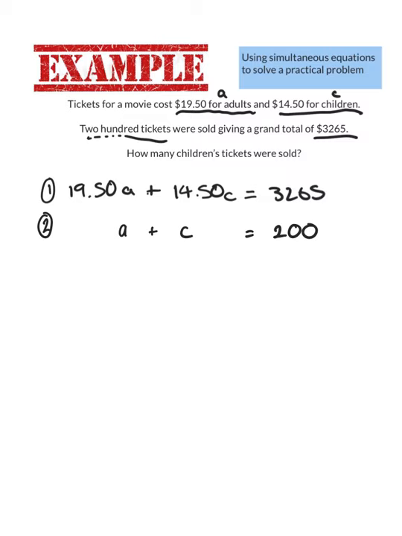So let's go and make a third, and we're going to rearrange formula 2 to make A the subject. So A is going to be equal to 200 minus C. Alright, so we're taking C from both sides there.